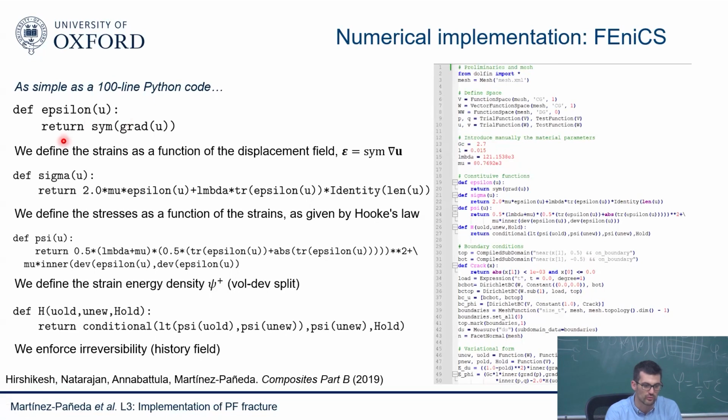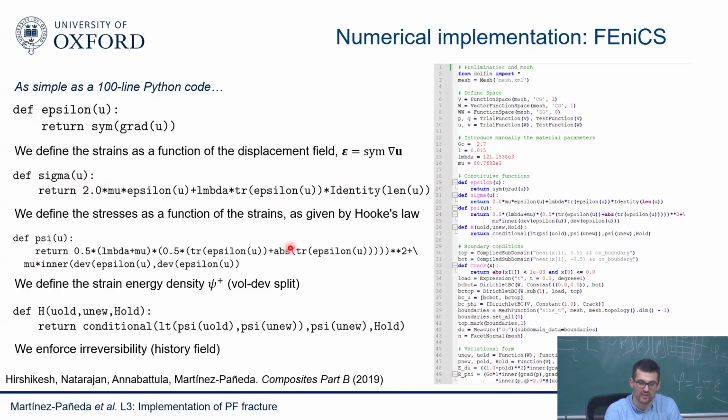Then you define the strains as a function of displacement. You define epsilon u as the symmetric part of the gradient of u. Again, written very mathematically, you can see. Then you define the stress as a function of the strains using Hooke's law. So sigma u is basically Hooke's law using Lamé coefficients. This is the identity matrix.